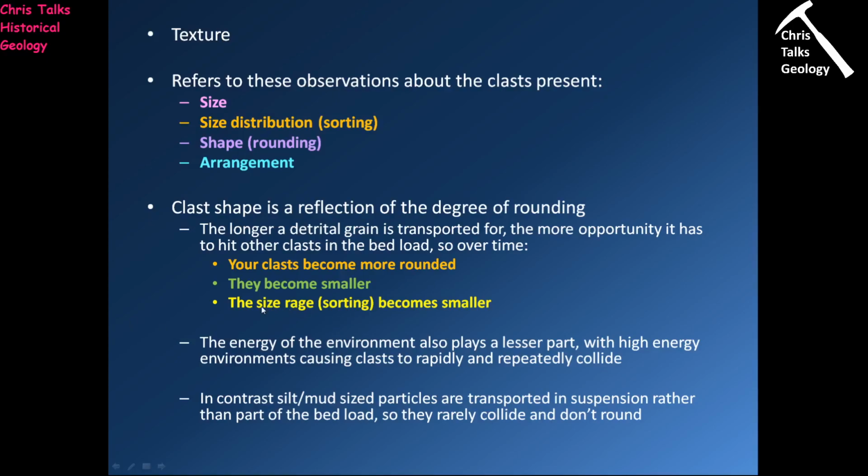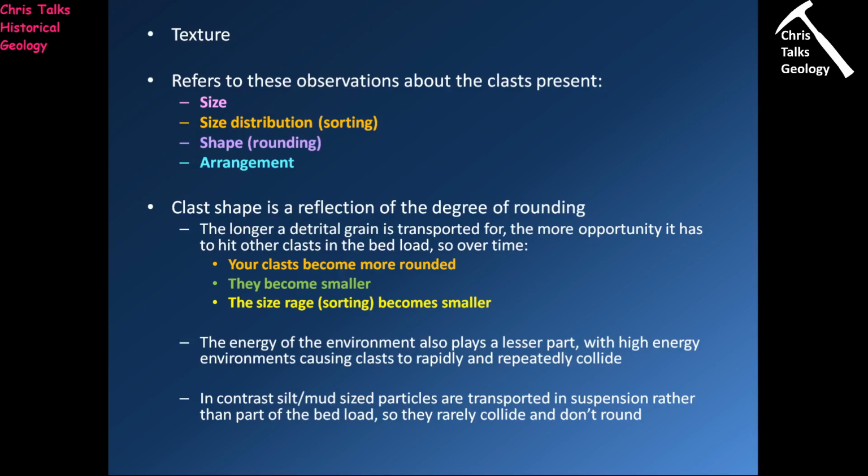And then finally we have what apparently is the size range, but it should actually say size range. Once again, I apologise for the mistake there. And this is our sorting. So as our clasts become smaller, the size range of clasts in our rock as a whole becomes tighter and tighter. So a very mature sediment, a sediment that's been transported for a while, will typically have well-rounded clasts. The clasts will typically be smaller, so you're not going to have larger clasts typically, so you're not going to have your boulders, your cobbles, your gravels. And we're also going to see quite a tight size range, so the sediment should on the whole be reasonably well sorted.